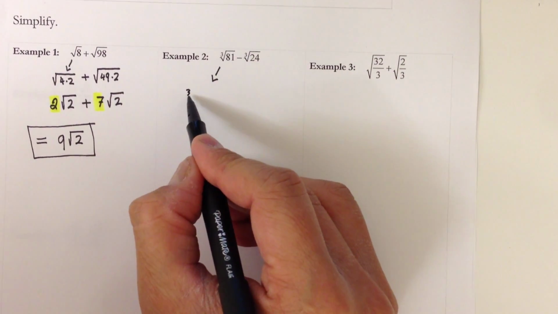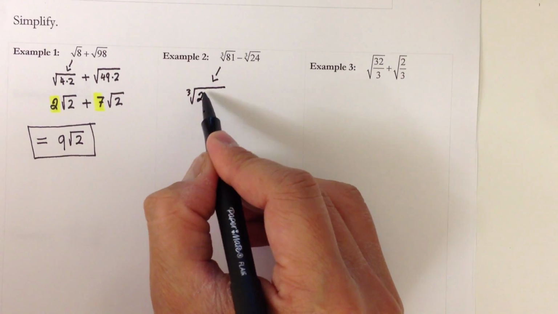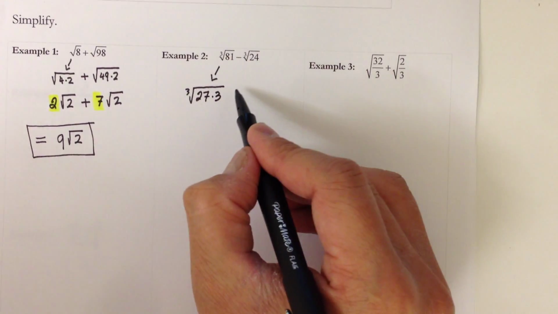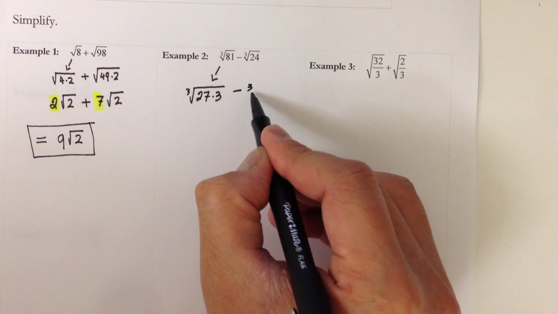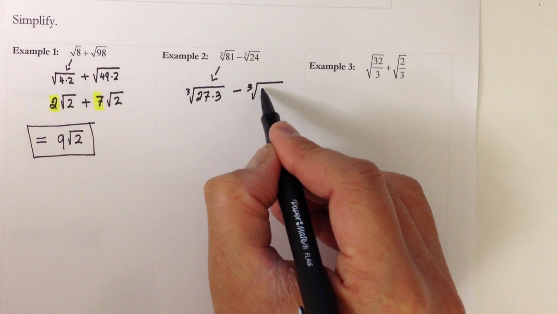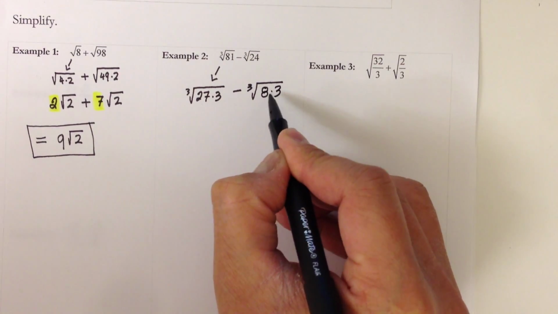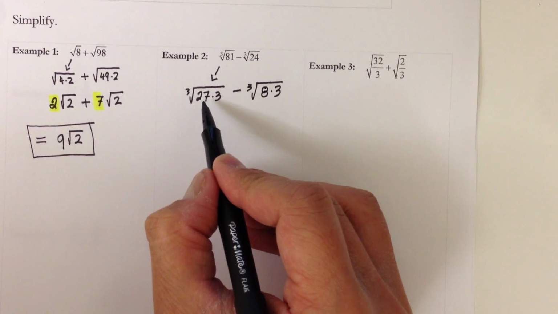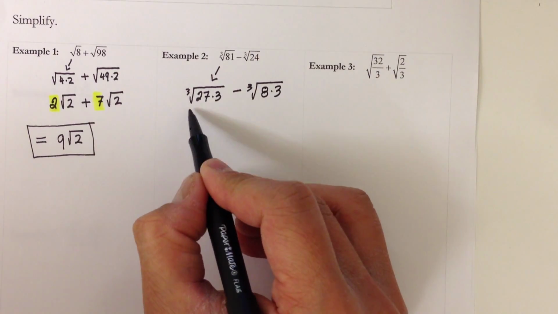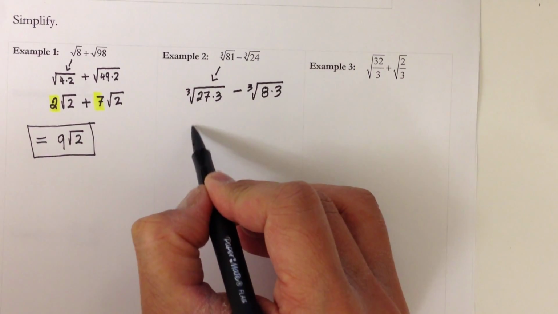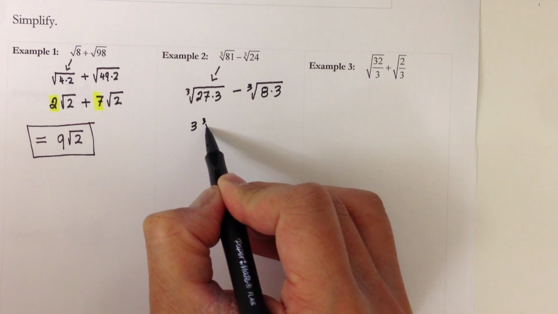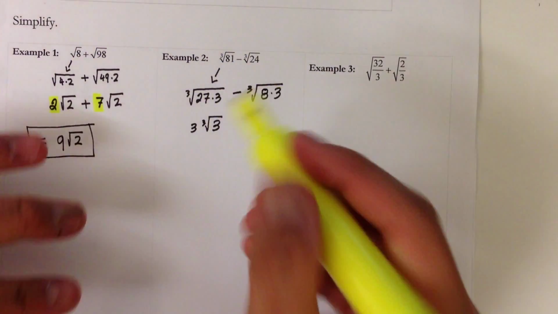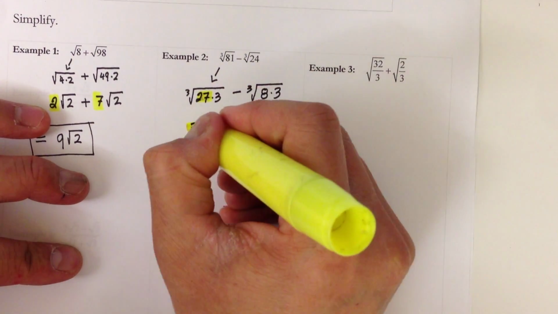For the cube root of 81, the largest perfect cube that goes into 81 is 27, so rewrite 81 as 27 times 3. The largest perfect cube that goes into 24 is 8, so 8 times 3 is 24, so rewrite 24 as 8 times 3. Now, we know that the cube root of 27 is 3, so the first radical, we got 3 cube root of 3. So the cube root of 27 is 3.